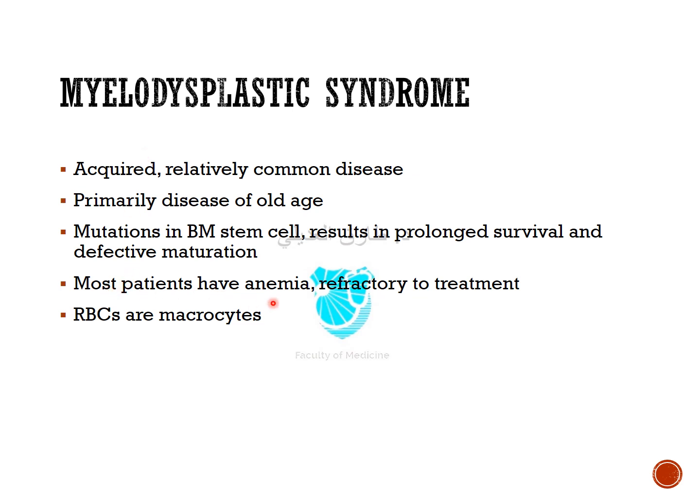Most patients will have anemia, and because it is neoplastic, it is refractory to treatment, which means if you try to give the patient iron, it doesn't respond. If you give him or her folate or vitamin B12 or erythropoietin, they do not respond because the stem cell is mutant. This is another disease that causes macrocytic anemia. Remember, the defect is in the stem cell.